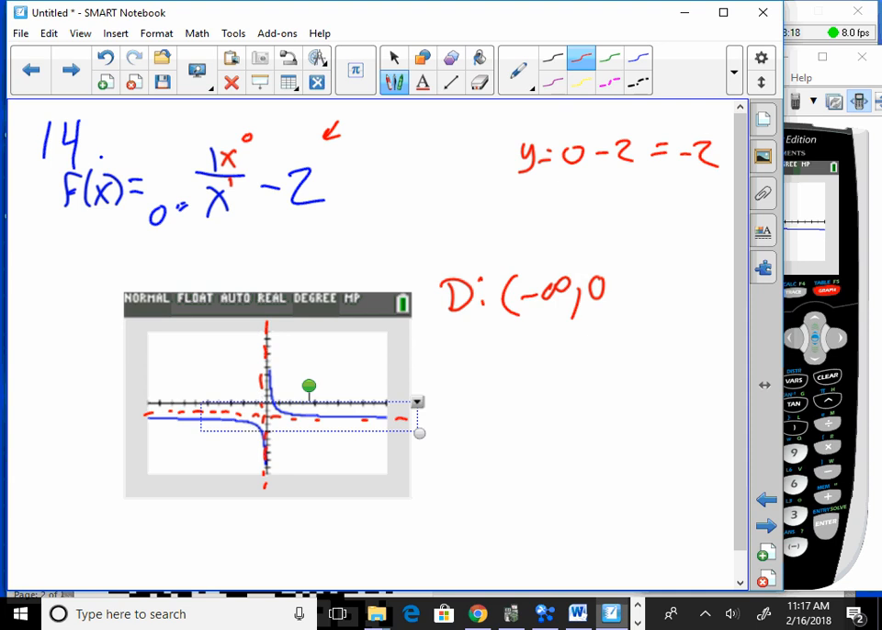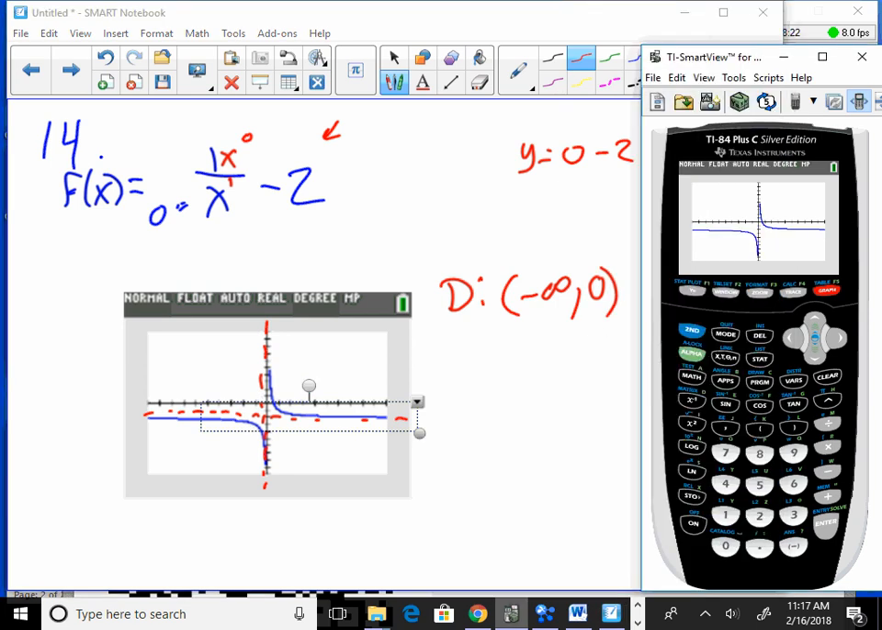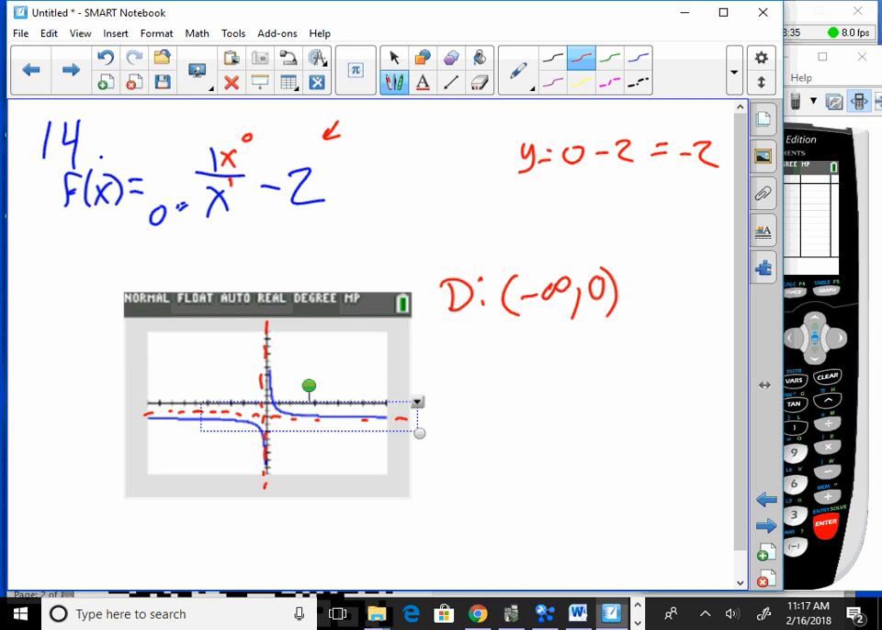Parenthesis. I heard both brackets and parentheses going on. I know for sure it needs to be a parenthesis because if I went to the table and typed in the x value of 0, I'm going to get error because that's where my vertical asymptote was. The graph is just getting close but doesn't reach it. So make sure on your asymptotes that you're using parentheses.